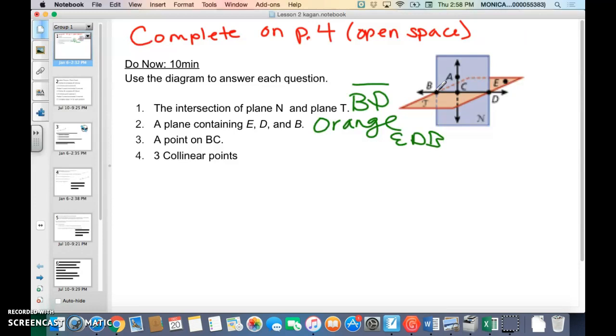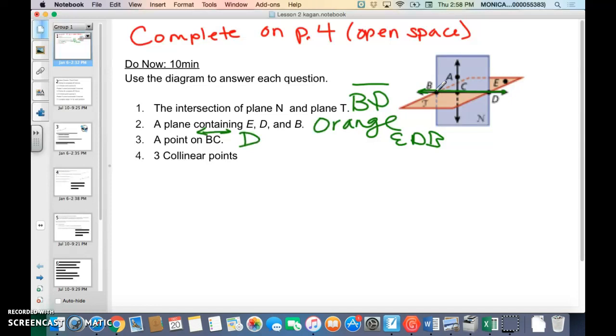A point on BC. So if you look at line segment BC, I'm thinking they mean the line BC. So this would be a better question if it had this symbol here. And a point on BC would be D.